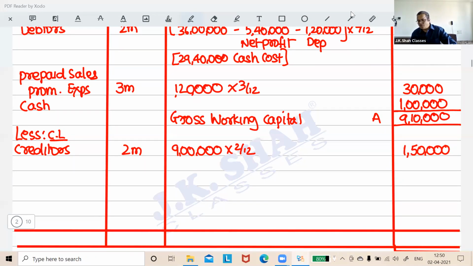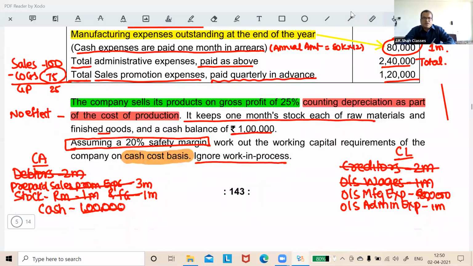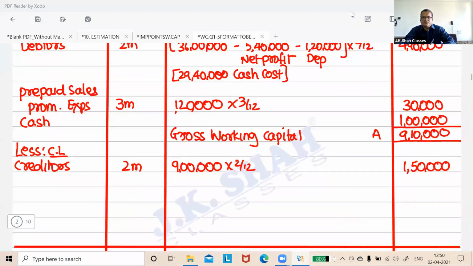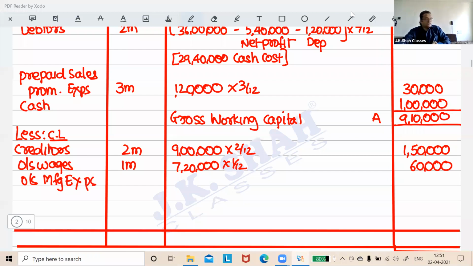Okay. Then what next we had in the question? Let us see. We have outstanding wages for 1 month. Okay, manufacturing expenses we directly write. Outstanding wages 1 month. Our total wages are 720 annual expenses into 1 by 12. So 60,000. I may run short of a line or two. Just hold on. Outstanding manufacturing expenses. We are given in the question 80,000. So just copy that.